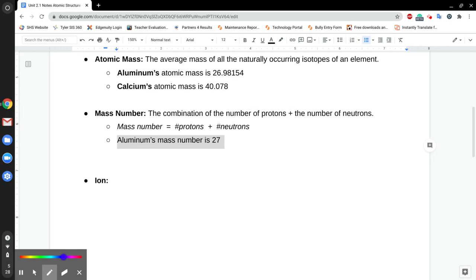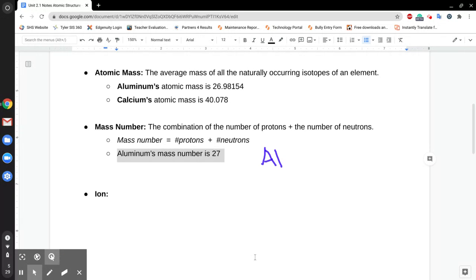If aluminum's mass number is 27, we don't exactly know how that's divided as of yet, but let's try to figure that out. That's why my stylus is not working very well, it's super dirty. But anyway, let's say this. I've got to scroll up. Sorry.